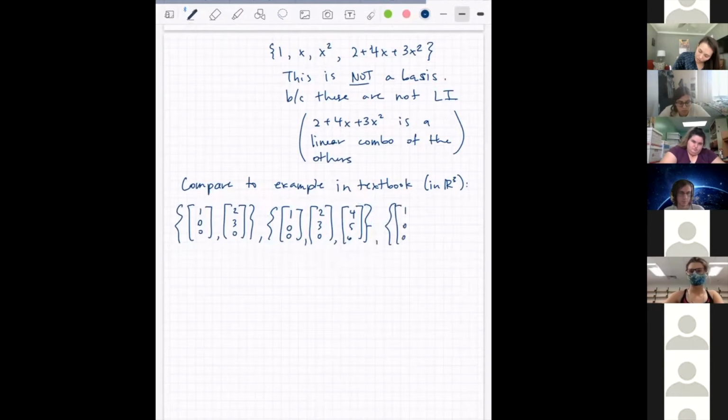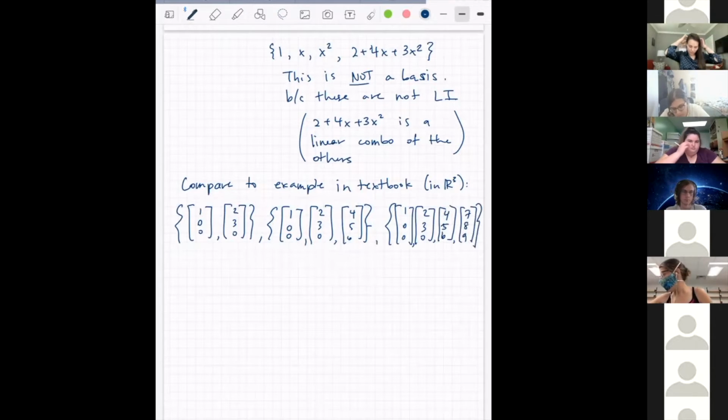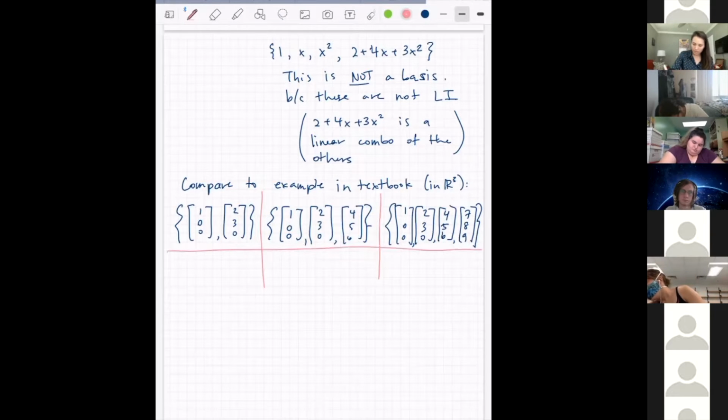Here's 1, 0, 0, 2, 3, 0, 4, 5, 6, 7, 8, 9. There we go. So we have these three different sets of vectors from R3. I'm going to draw lines between them so it's clear what we're looking at. So here are our three different sets.